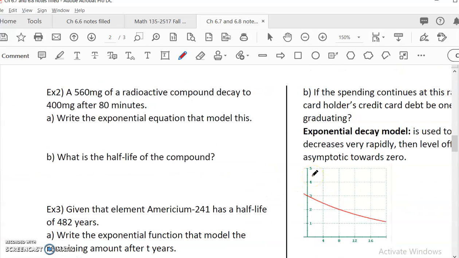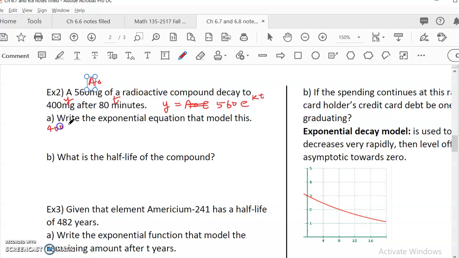Okay, example 2. If you have 560 milligrams of a radioactive compound and it decayed to 400 after 80 minutes, so this is A0, that's lucky. But we don't know k, we just know that it decayed to 400, so this is the y value, and this is t. So we have to solve the exponential model. We write it first. Our model is y equals A0 e to the kt, with A0 being 560. We don't know k, so we have to solve for k.